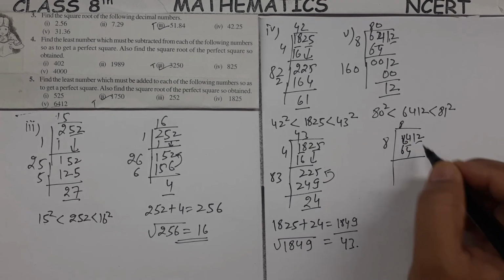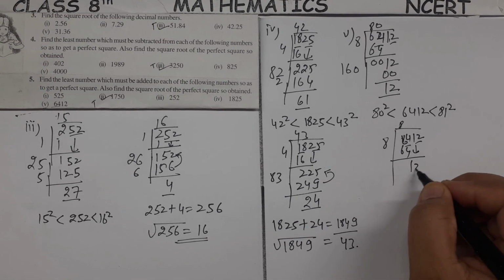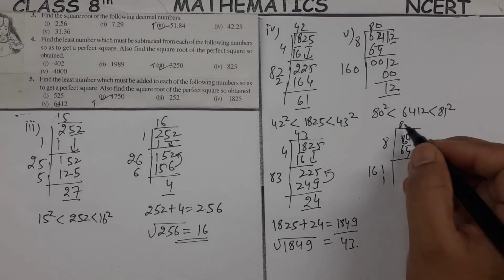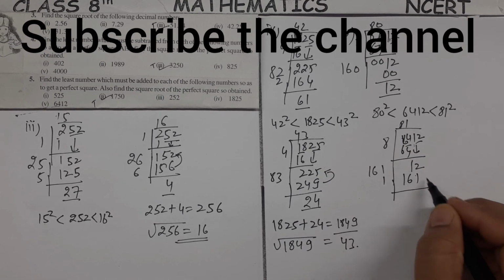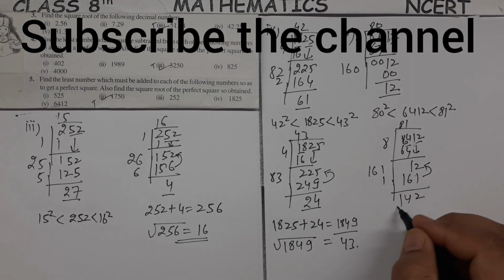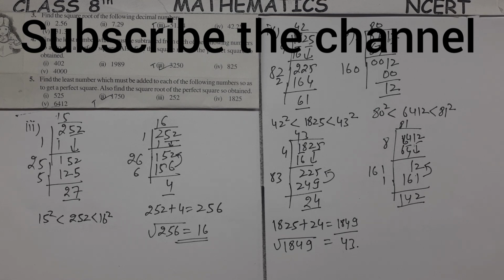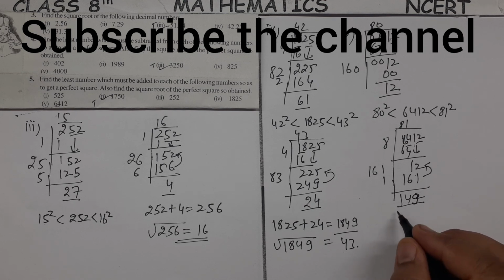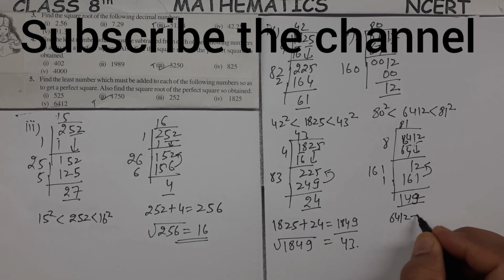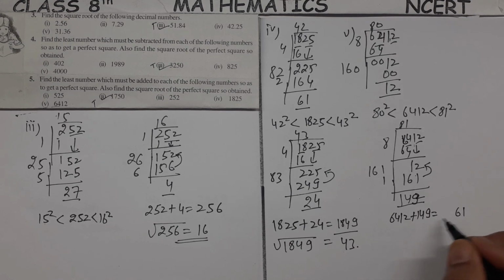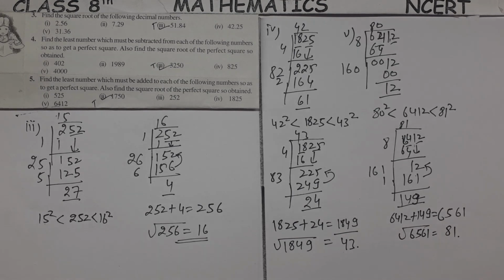8 8s are 64. We will do it again. 12 as pair. 16, 1 1 1. Now subtract. 149. 149 should be added. 6561. Hence the square root of this number is 81.